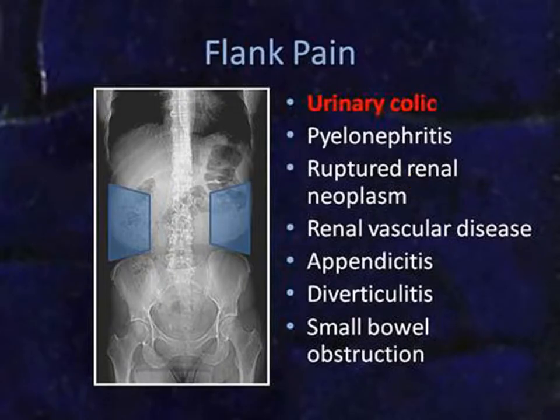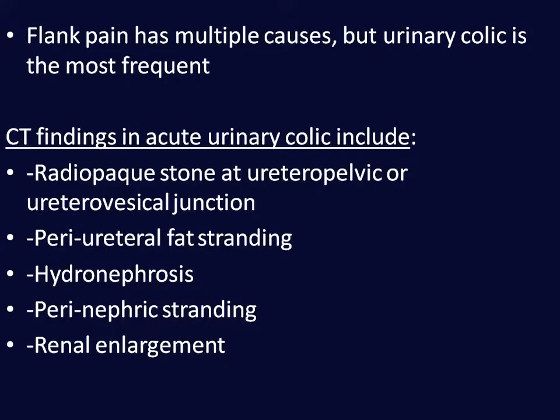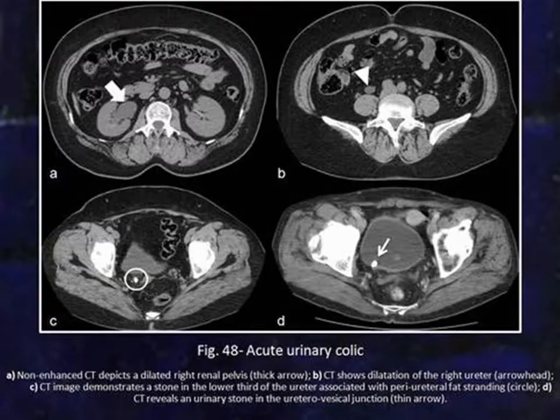Flank pain, most commonly, is due to urinary colic. Other causes include pyelonephritis, ruptured renal neoplasm, renal vascular disease, appendicitis, diverticulitis, and small bowel obstruction. The urinary colic is definitely the most frequent. You can look for radiopaque stones at the uretero-pelvic or uretero-vesical junction, periureteral fat stranding, hydronephrosis, perinephric stranding, and renal enlargement.